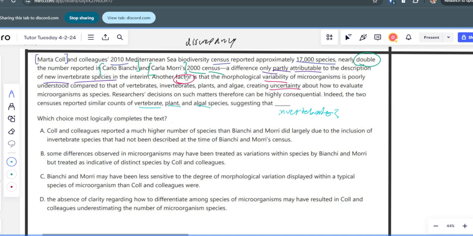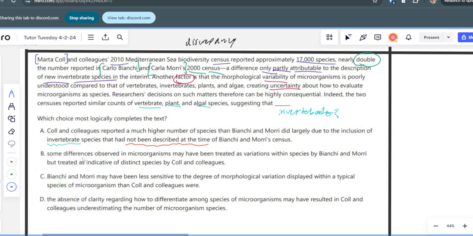But let's see. So all this detail here is on vertebrate, plant, and algal species. What about invertebrates? A says Cole and colleagues reported a much higher number of species than Bianchi and Mori did, largely due to the inclusion of invertebrate species that had not been described at the time of Bianchi and Mori's census. So this one does mention invertebrates, but it talks about species that had not been described at the time. But it seems like new species was only a partial reason. New invertebrate species is only a part of the reason. So we'll keep A for now, but maybe it's not the best choice.